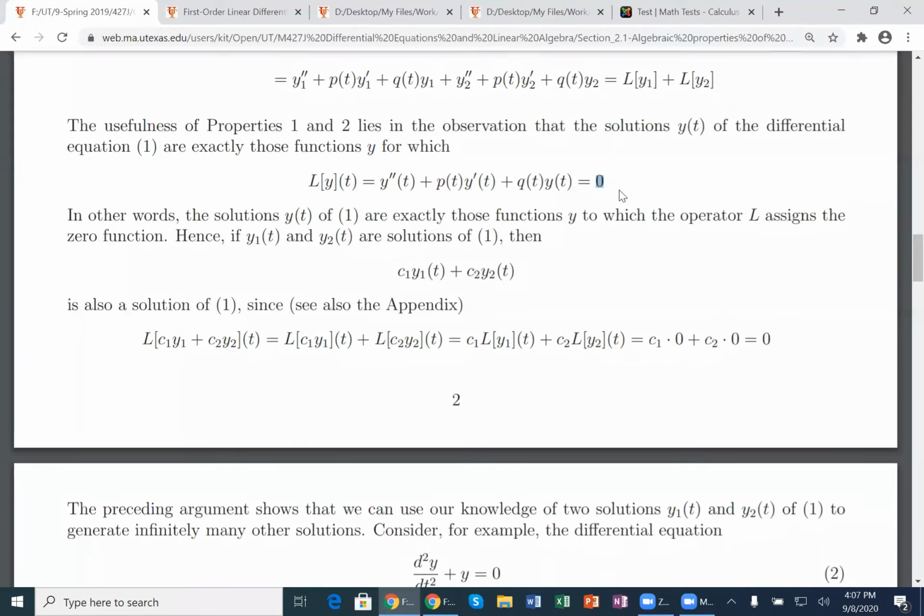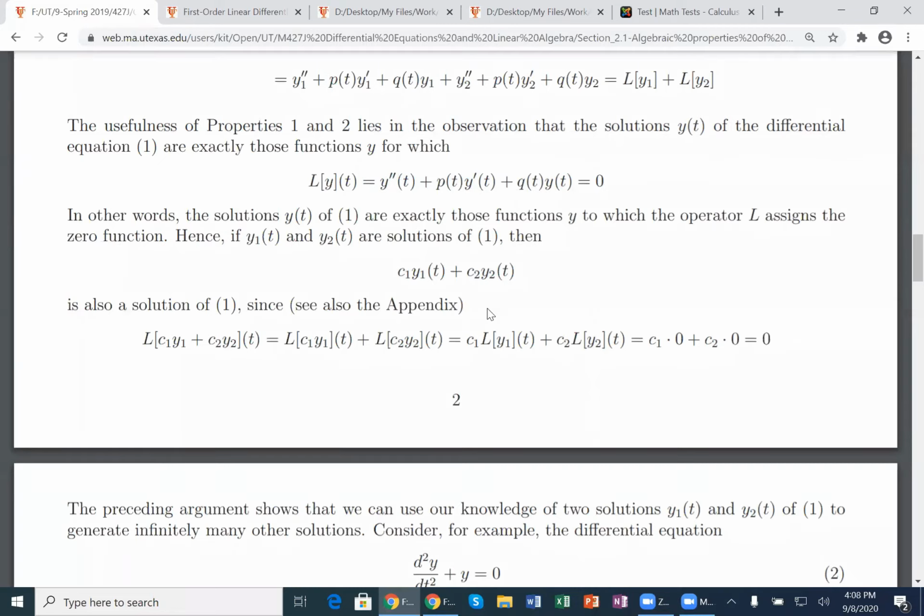If the right-hand side is not equal to 0, we will not be able to jump from this to this. For example, if the right-hand side is 1, here we'll get C1 times 1 plus C2 times 1, which is C1 plus C2, which is not equal to 1, which destroys our proof. So, in order to prove it, we use two things. Number one, the left-hand side is a linear operator. Number two, the right-hand side is 0.